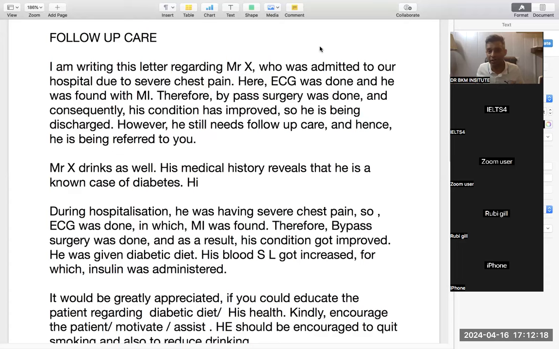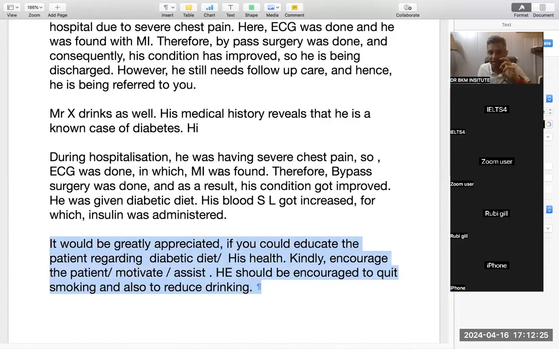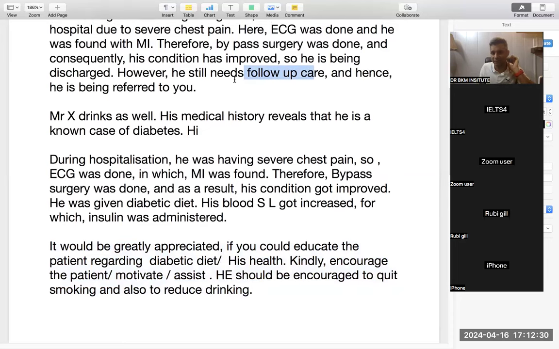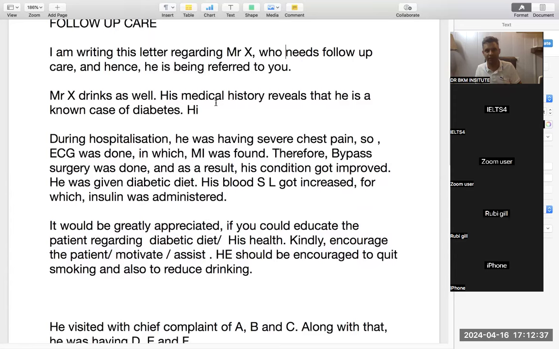The important thing I wanted to tell you is that the discharge plan is the main thing of the letter. That is the main purpose of the letter, and it goes in the first paragraph. By chance, if you do not follow this pattern, you can also write only this, and even then you will pass. I am writing this letter regarding Mr. X, who needs follow-up care. Hence, he is being referred to you. This is the purpose.